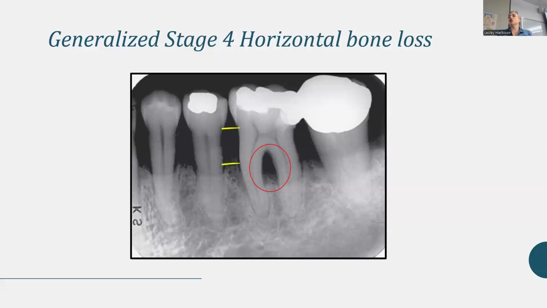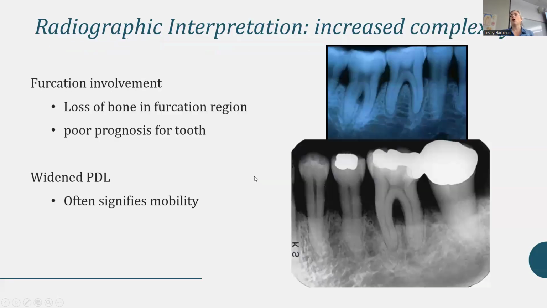So this is just showing the horizontal bone loss. So we have relatively flat. I mean, you can see there's definitely some difference there, but in general, it's relatively flat. And then we have a furcation involvement, a very wide open one. Furcation involvement is the loss of the furcation or bone in the furcation, a poor prognosis for the teeth.